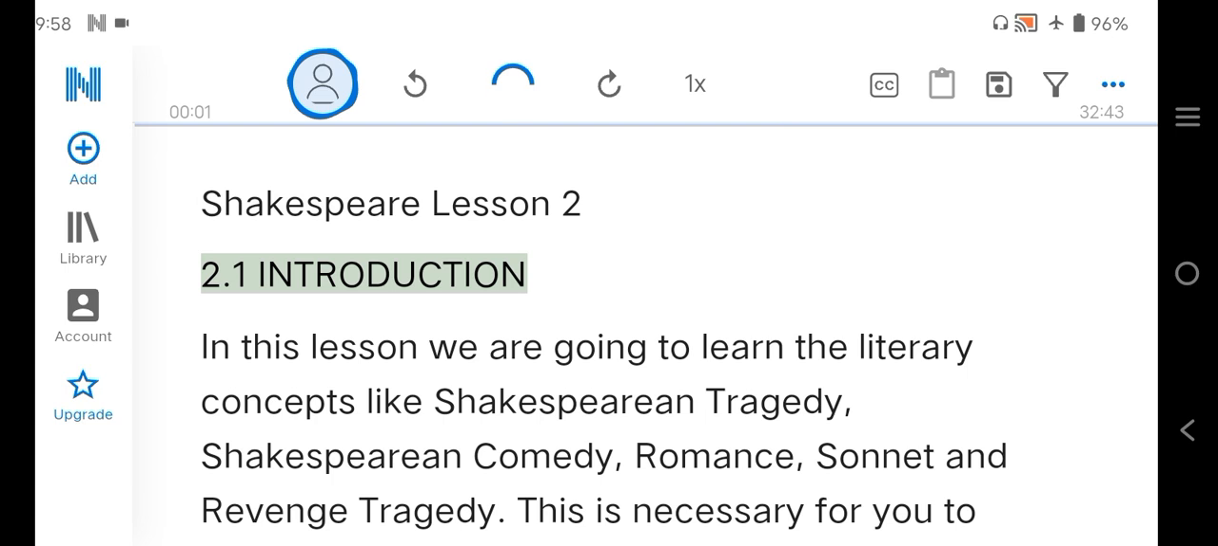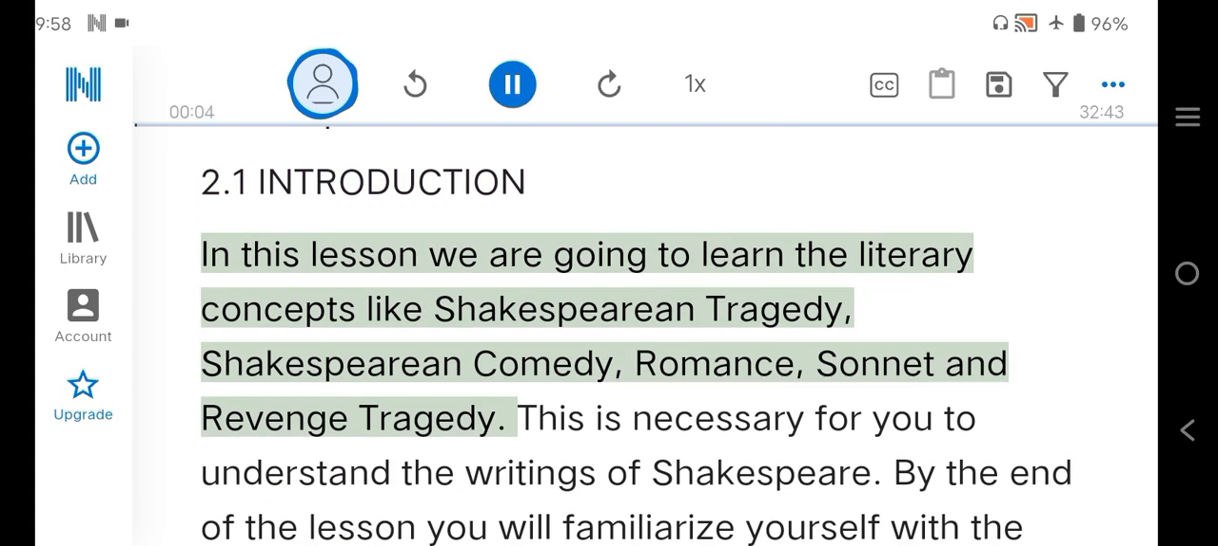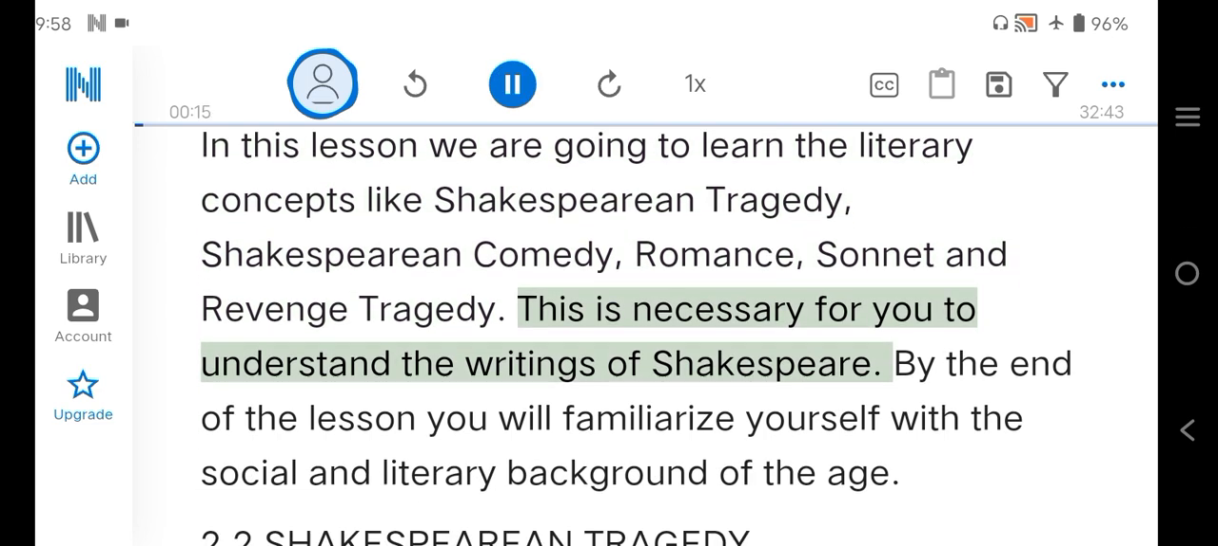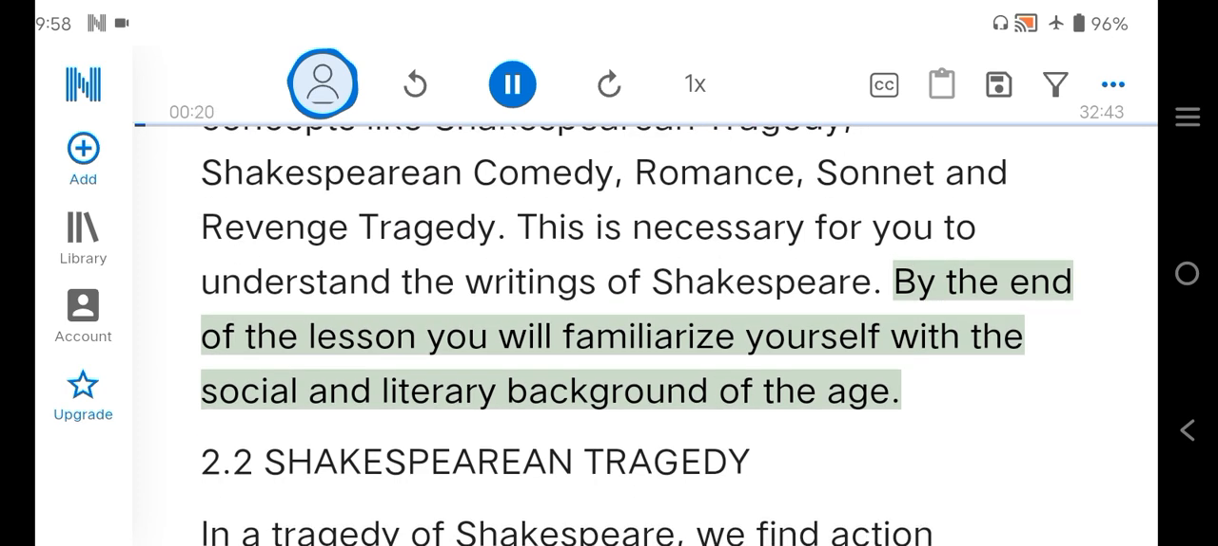Shakespeare Lesson 2. 2.1 Introduction. In this lesson we are going to learn the literary concepts like Shakespearean tragedy, Shakespearean comedy, romance, sonnet and revenge tragedy. This is necessary for you to understand the writings of Shakespeare. By the end of the lesson you will familiarize yourself with the social and literary background of the age.